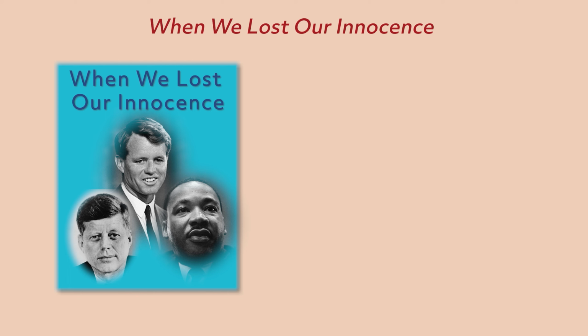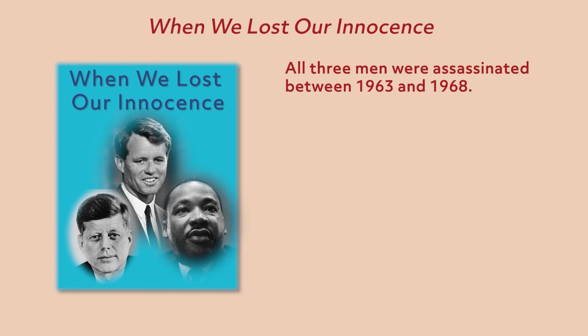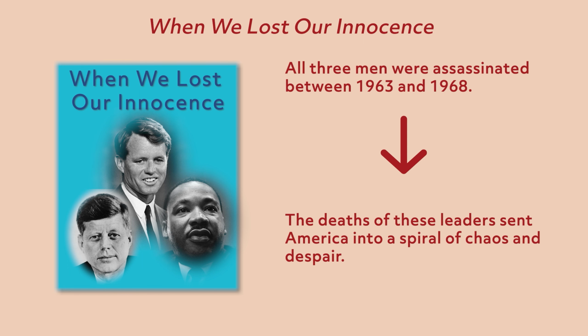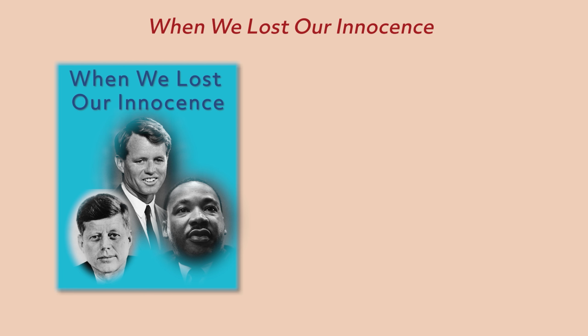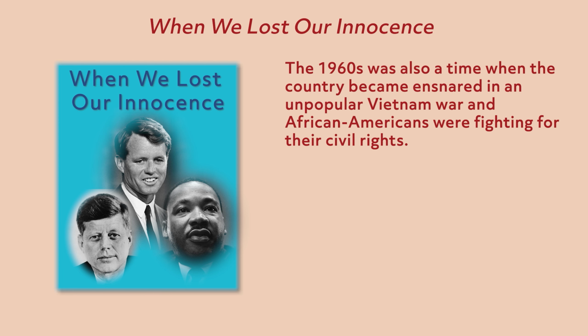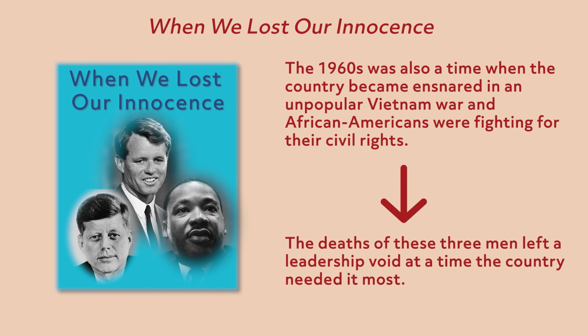There could be several. All 3 men were assassinated between 1963 and 1968. So you could predict the book will be about how the deaths of these leaders sent America into a spiral of chaos and despair. The 1960s was also a time when the country became ensnared in an unpopular Vietnam War and African Americans were fighting for their civil rights. You could predict the book examines how the deaths of these 3 men left a leadership void at a time the country needed it most.